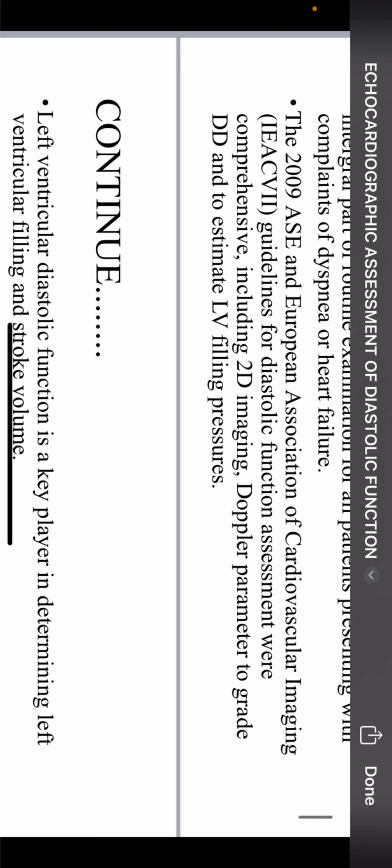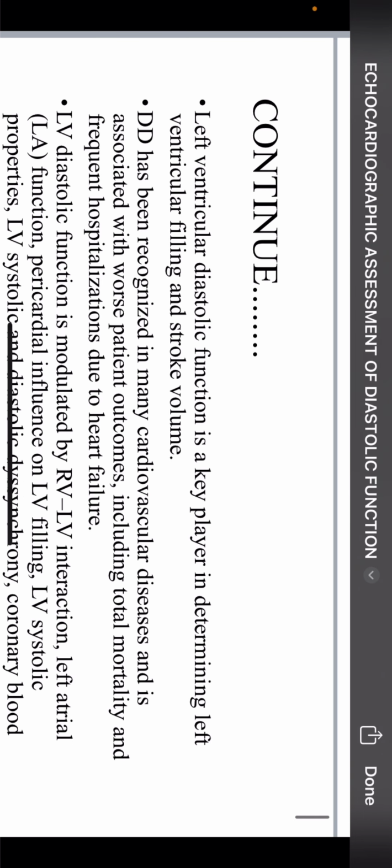Left ventricular diastolic function is a key player in determining left ventricular filling pressure and then stroke volume. If diastolic dysfunction is there, then less blood will be able to enter, for example, the LV, and then less blood will be ejected out at the time of systole. So if less blood is there, then stroke volume and the overall cardiac output will be decreased because of diastolic dysfunctioning. From now onwards, I will be using the acronym DD to denote diastolic dysfunction.